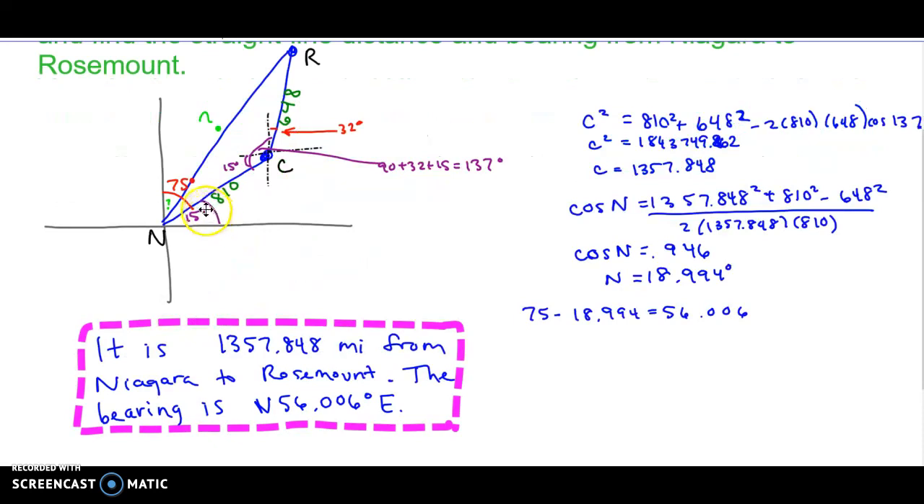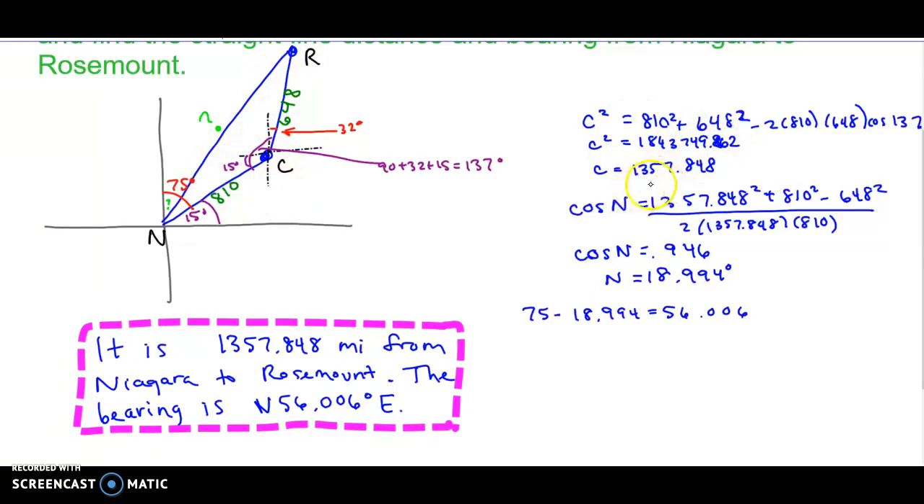So first and foremost, I know that this angle right here is 15 degrees because these are complementary angles. Right? So also, since these two are alternate interior angles, I know that that's 15 degrees, which makes this full angle 90 plus 32 plus 15, which is 137. Now I have all the information I need. I can solve for this side here, which I called little c, since it's across from big C. I solved for that one.